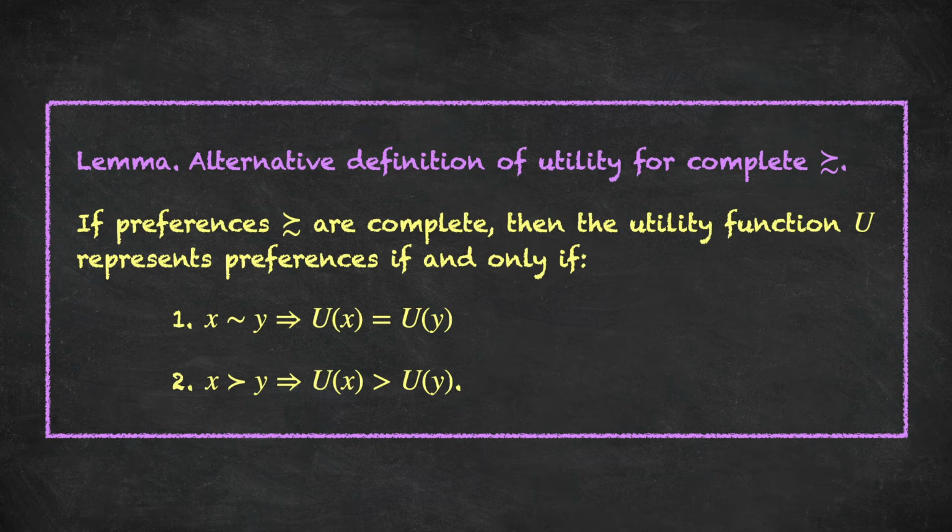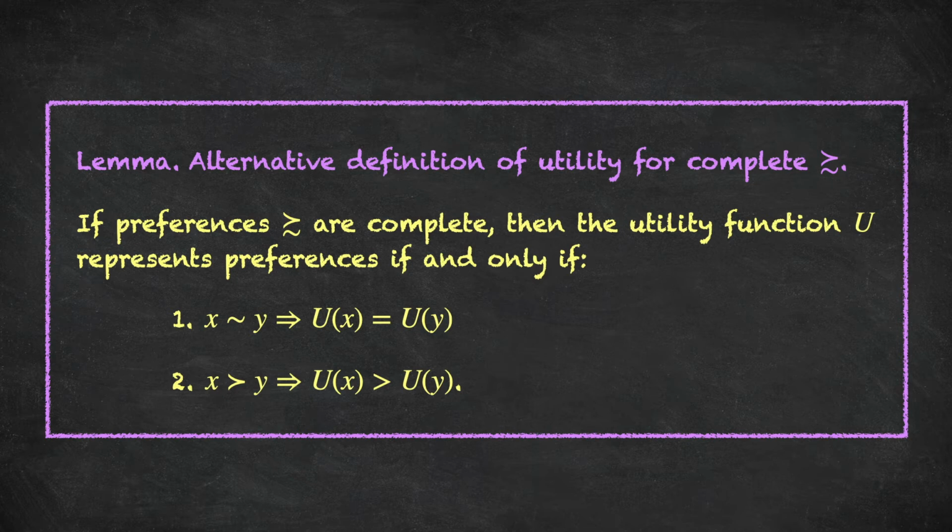The fact that this alternative definition is useful, you will see when we prove the existence of a utility representation. So this is the alternative definition. We say if preferences are complete, then the utility function capital U represents preferences if and only if two things occur. First, if the decision maker is indifferent between x and y, then the utility function assigns the same numbers to x and y.